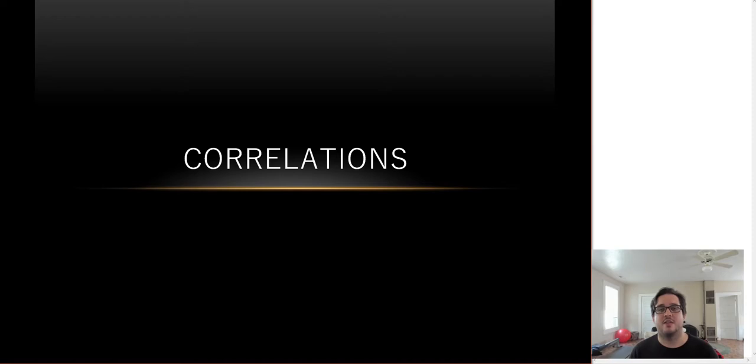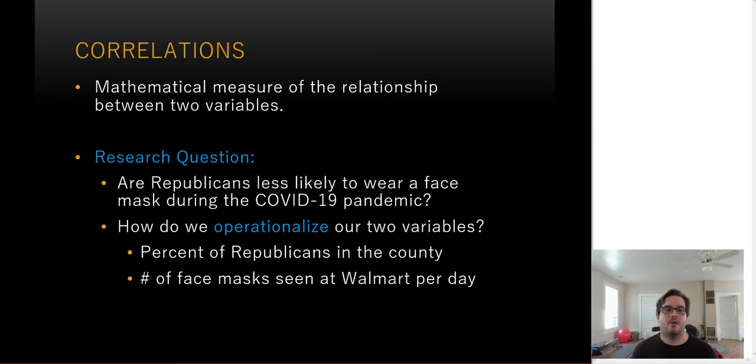Correlations are the technique that we use to determine whether two things are mathematically related. So a correlation, here's the definition. First off, a mathematical measure of the relationship between two variables.